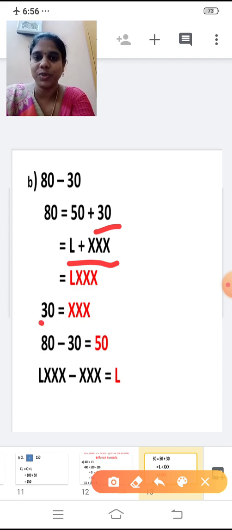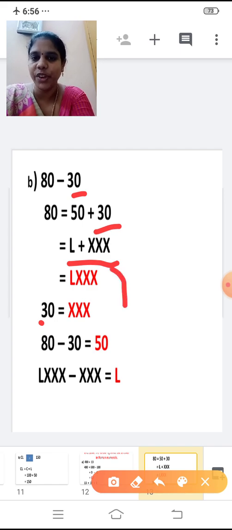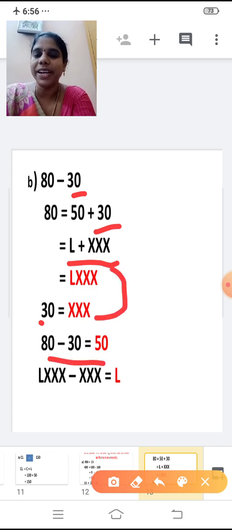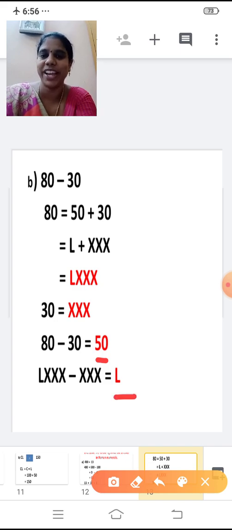Now 30. What is the Roman numeral for 30? You know, right? X. Now you're going to subtract this. 80 minus 30 is 50. What is the Roman numeral for 50? L. You can subtract like this also, or you know the value for 50, right? Roman numeral for 50, L. So that you can write.